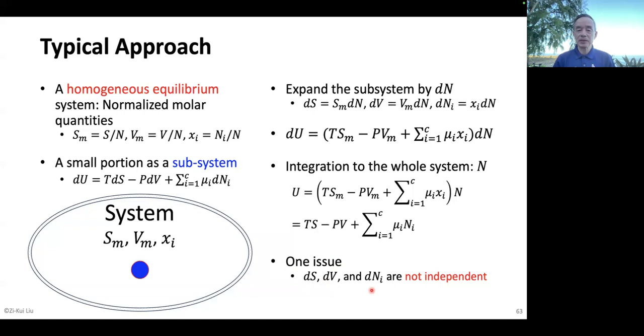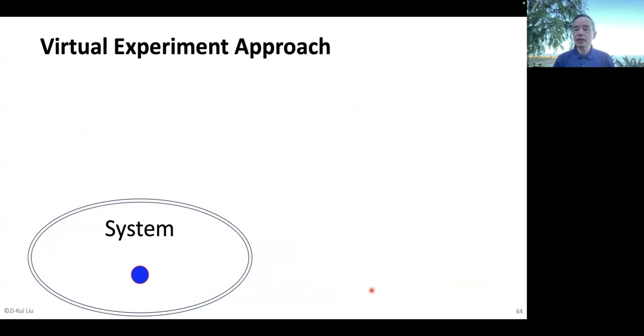So I thought maybe we can derive it in another way, considering them as three independent exchanges. So I follow what Mazhila usually does in his class, which is the virtual experiment. I call it a virtual experiment approach, which means we consider a subsystem again in the whole system. This is the blue circle here.